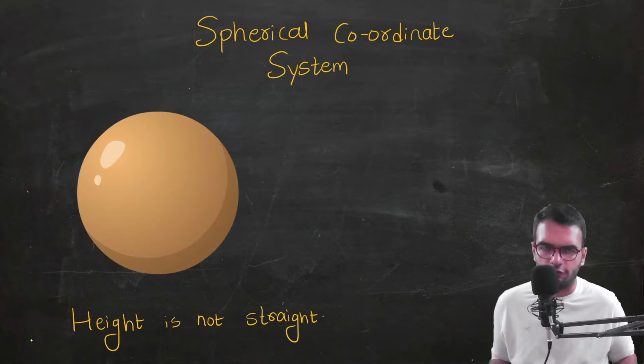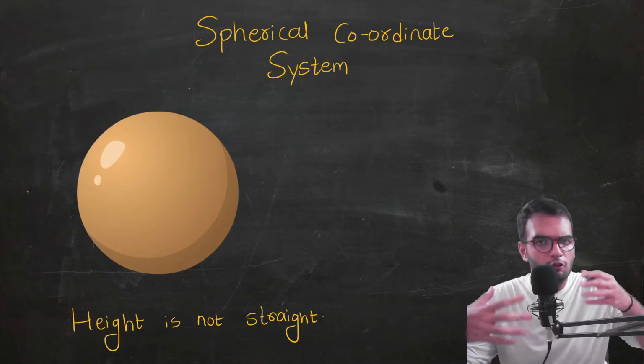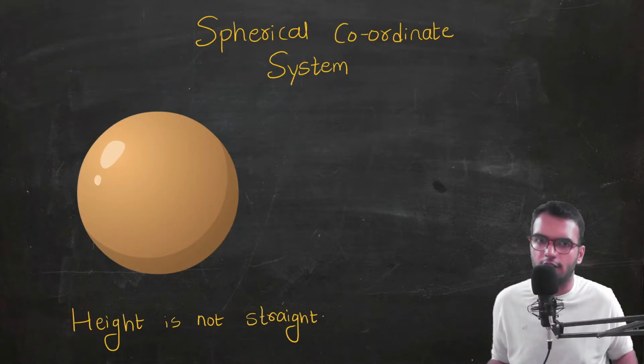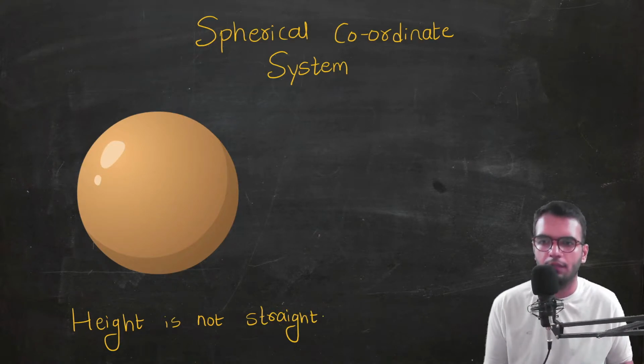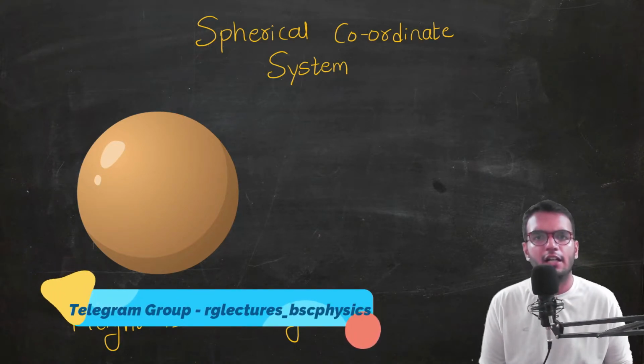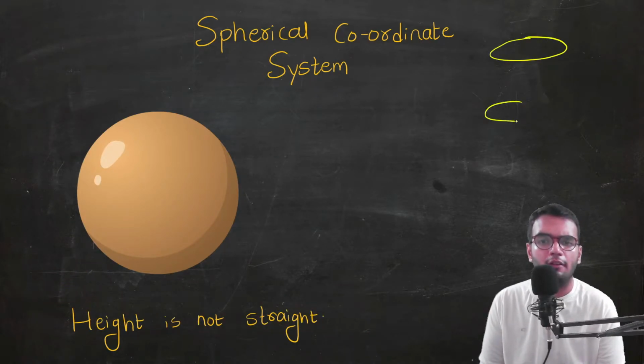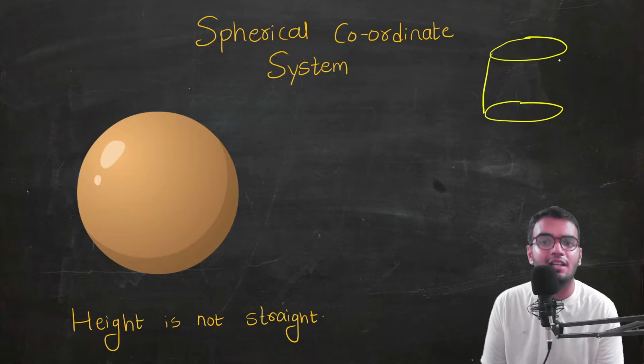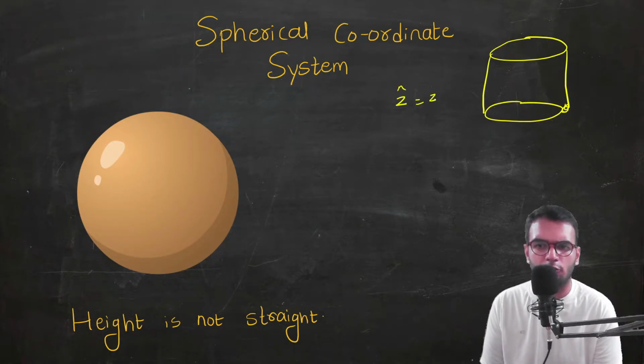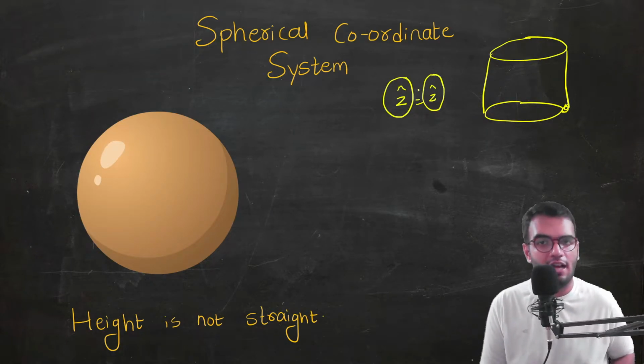Spherical coordinate system. What is spherical coordinate system? It is also the extension of the polar coordinate system. This is the first thing. In the cylindrical coordinate system, one thing was the best thing, which was height was in the linear sense. So the z coordinate was z. In Cartesian also the height is z. In cylindrical coordinate also the height is z.